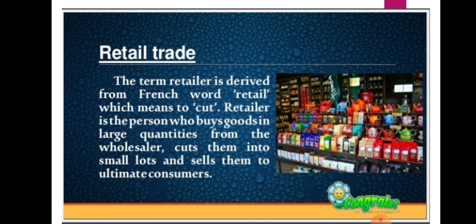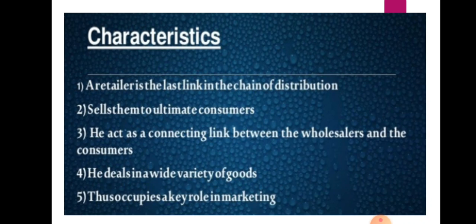Therefore, the retailer occupies a unique position in the system of distribution and is the last link in the chain of distribution. Now next we have to study the characteristics of a retailer. A retailer is the link between a wholesaler and the consumer, and it is the last link in the chain of distribution. Why the last link? Because the manufacturer or the producer produces things, after that they are taken by the wholesaler. From the wholesaler they are sent to the retailer, and the retailer gives the commodity to the consumer. Therefore, the retailer is the last link in the chain of distribution.